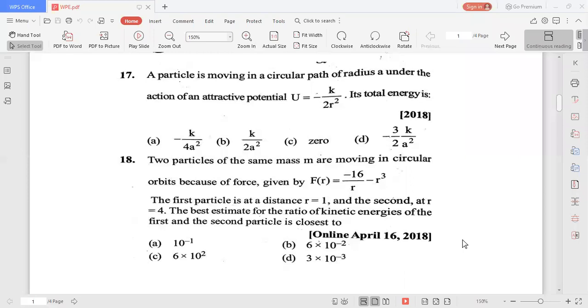So the relation between the kinetic energies of the two particles, when the radius of the circular path of the first particle is 1 and the second particle is 4, what is the ratio between the kinetic energies? It is the ratio between the kinetic energies.